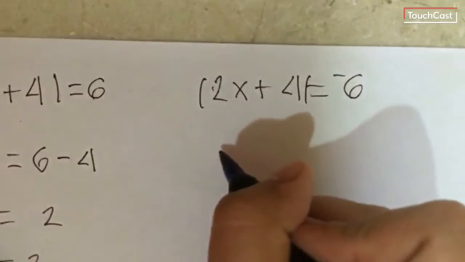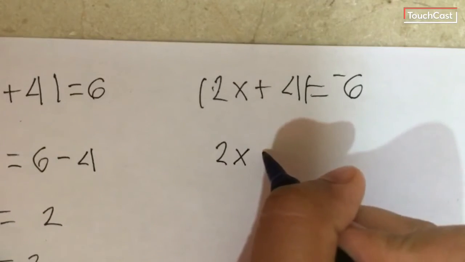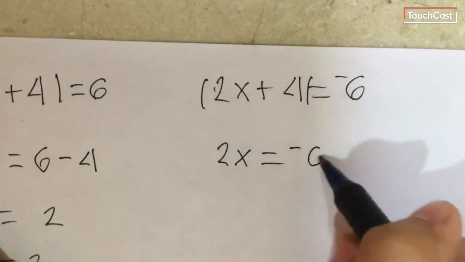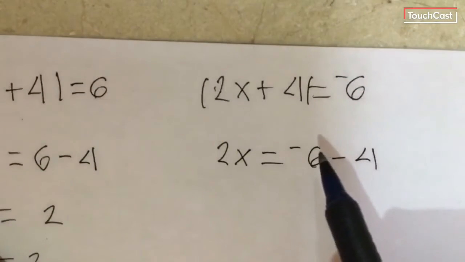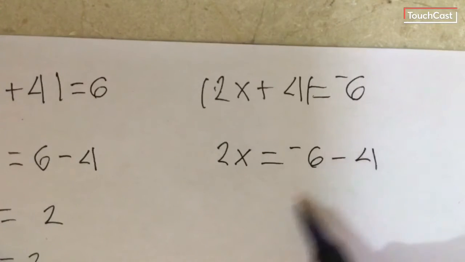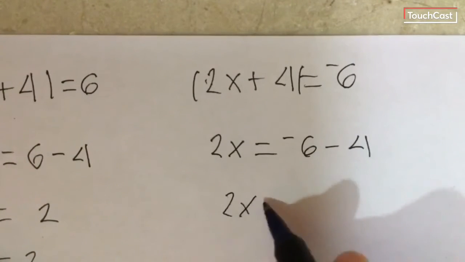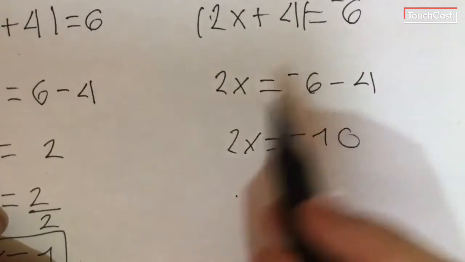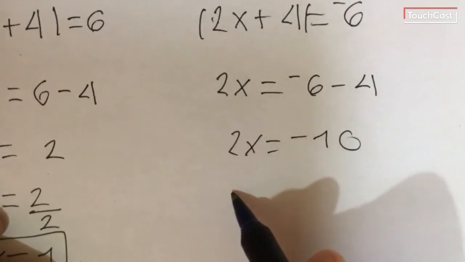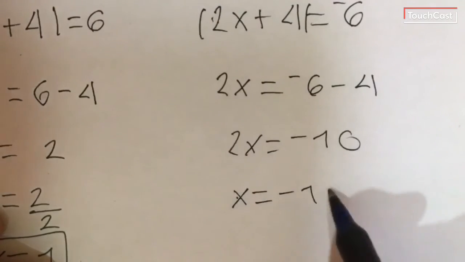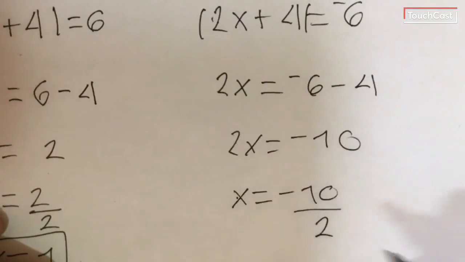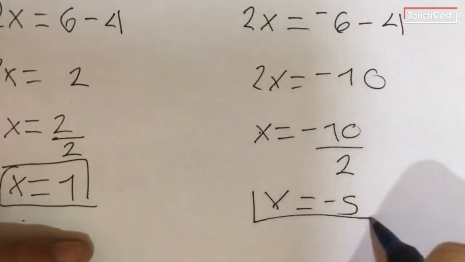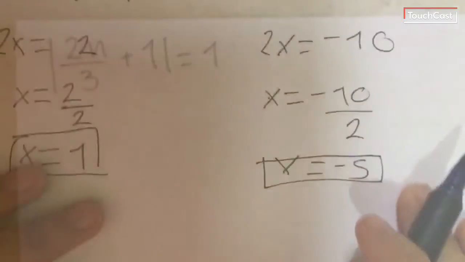So we have 2x, we subtract it because it's the opposite, minus 6 minus 4. And negative negative, it adds. So it's 2x equals minus 10. And then you pass the 2 dividing, it is minus 10 divided by 2, x equals minus 5. And I'm going to explain one last example.